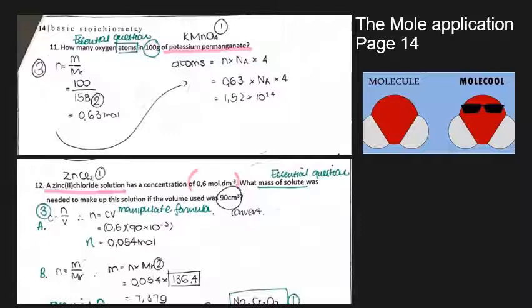Okay. Question 11 asks what mass of solute was needed to make up the solution. So it gives you the concentration of the zinc chloride solution. It gives you a backdrop, some foundation information. And now it wants to know what was the mass of the solute, the mass of that powder needed to make up the solution, if the volume used was 90 centimeter cubed.